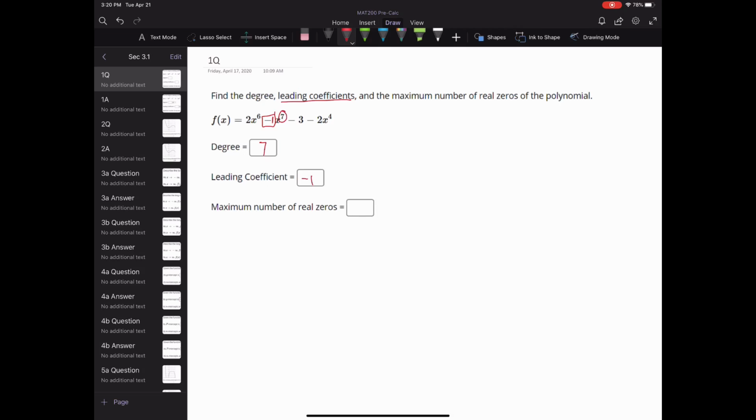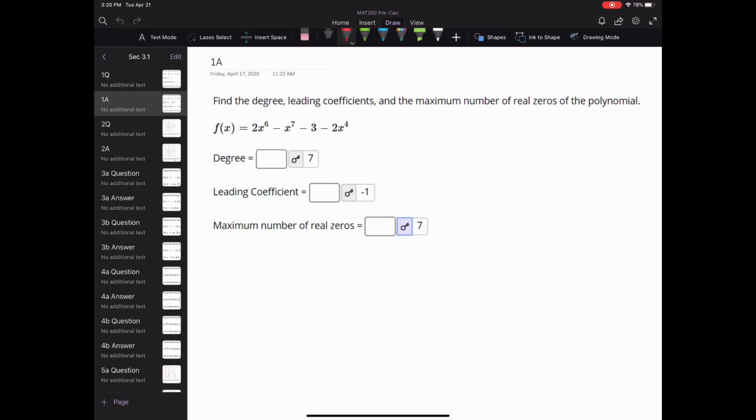And the maximum number of real zeros is actually equal to the degree. So the maximum number of real zeros is also 7. And there we can see the answer.